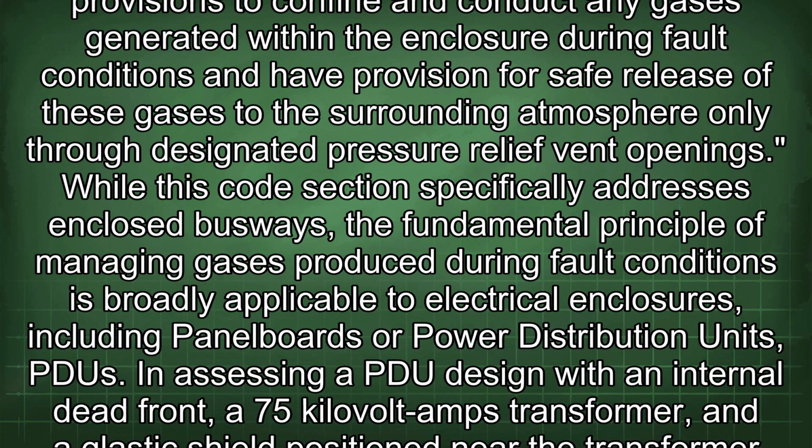While this code section specifically addresses enclosed busways, the fundamental principle of managing gases produced during fault conditions is broadly applicable to electrical enclosures, including panel boards or power distribution units (PDUs). In assessing a PDU design with an internal dead front, a 75 kVA transformer, and a glastic shield positioned near the transformer taps, several factors must be considered to ensure compliance and safety.